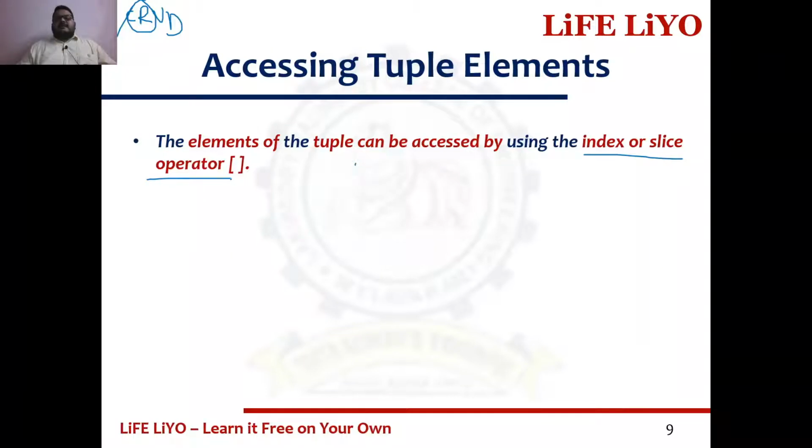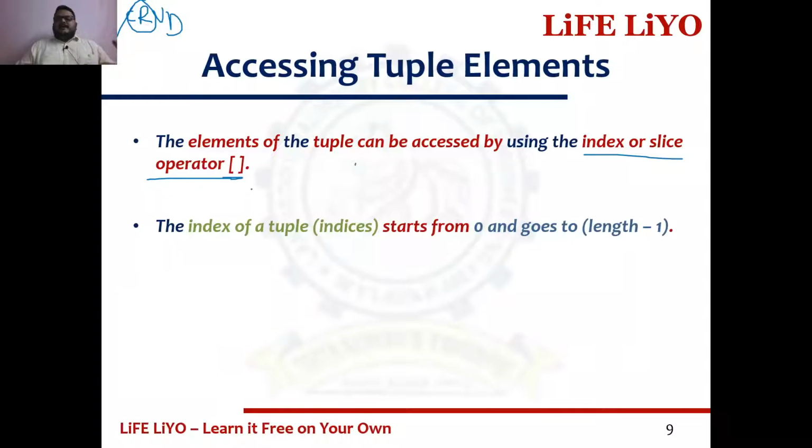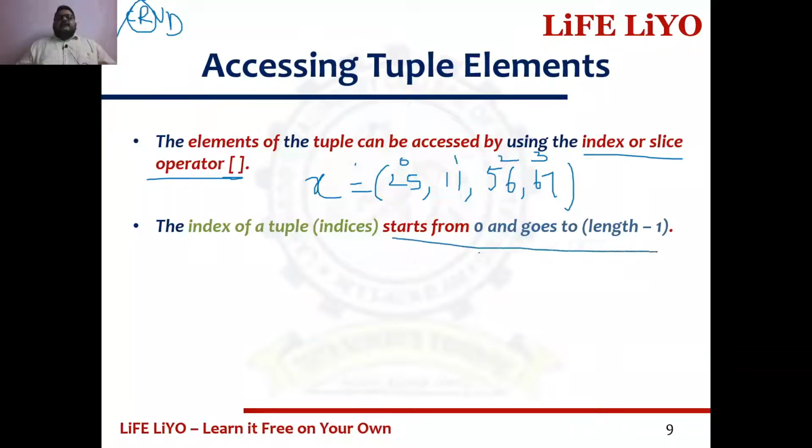What is the index or the slice operator? None other than the square braces. So how do the indices of the tuple go? Tuple X, the elements are 25, 11, 56, 67. Total 4 elements are there in my tuple X. Now the indexes will start at 0 and end at length minus 1. Total length is 1, 2, 3, 4. 4 minus 1, 3. So 0, 1, 2, 3. So these are the indices of the tuple.